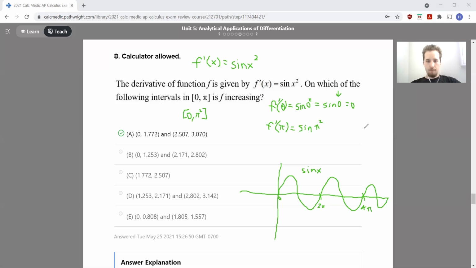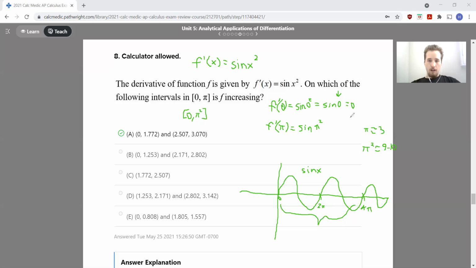And pi squared, well, pi is about 3, right? Pi is around 3.14. We'll call it around 3. And so pi squared is going to be slightly more than that. So it's going to be between 9 and 10. It's going to be 9.9 or somewhere between 9 and 10. So in other words, 4 pi, 4 times 3 is 12. So we're basically going from here to around here.